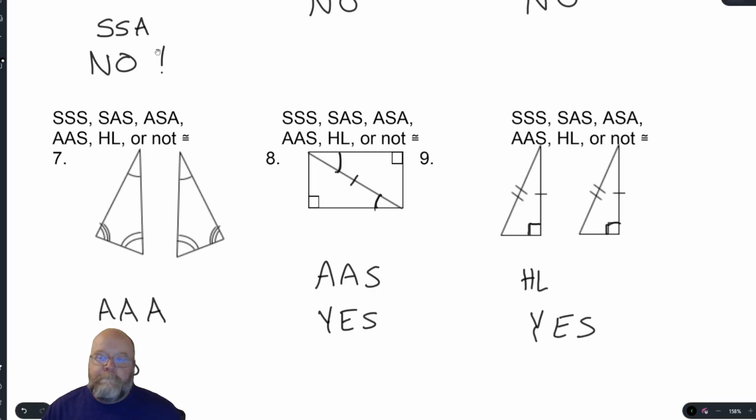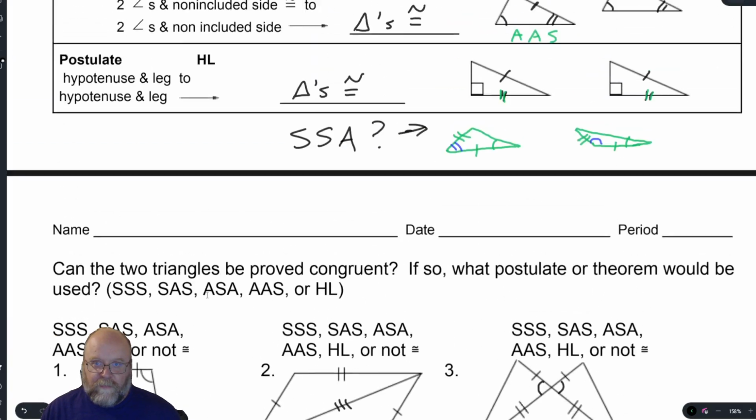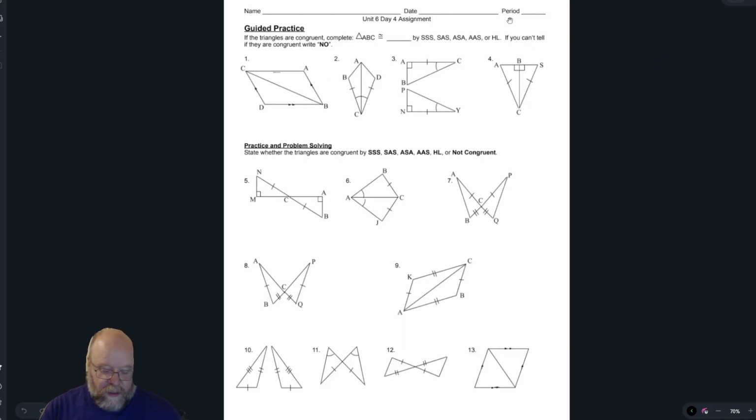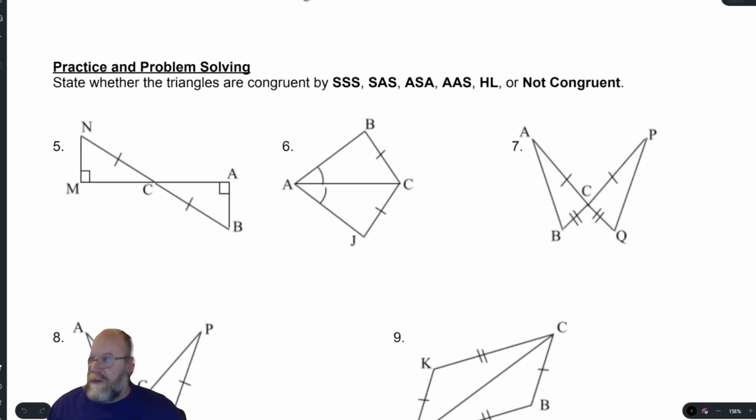All right. Easy peasy. So, triangles are so fun, you know. This is when geometry's finally fun. I'm so glad we're out of that algebra unit. Okay. Let's do our guided practice.